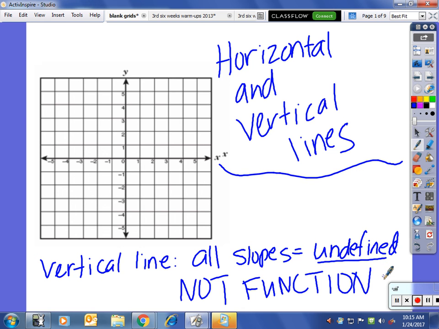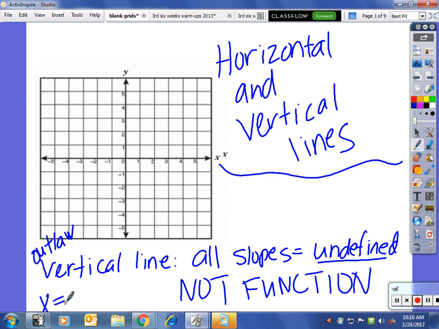But we can't put it into our calculator. How do all equations start that we can enter into our calculator? They all start out y equals. Well, these are the outlaw lines. That's why they're so special. They don't follow any rules. They start out x equals.